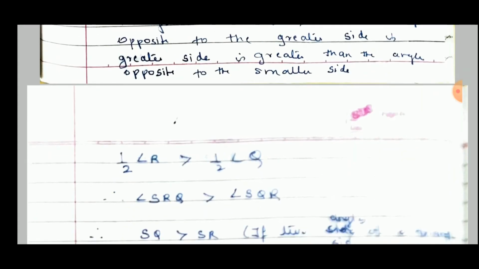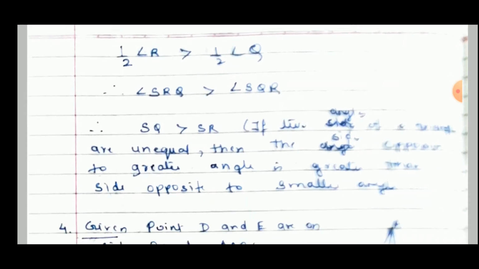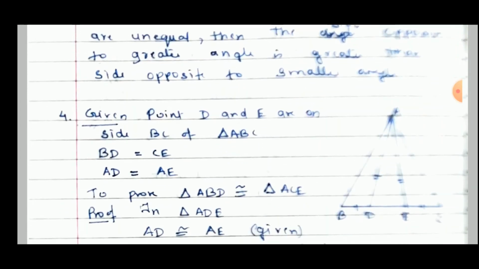So half of angle R is greater than half of angle Q. So angle SRQ is greater than angle SQR. Therefore SQ is greater than SR. If two angles are unequal, then the side opposite to the greater angle is greater than the side opposite to the smaller angle. Now the fourth one.